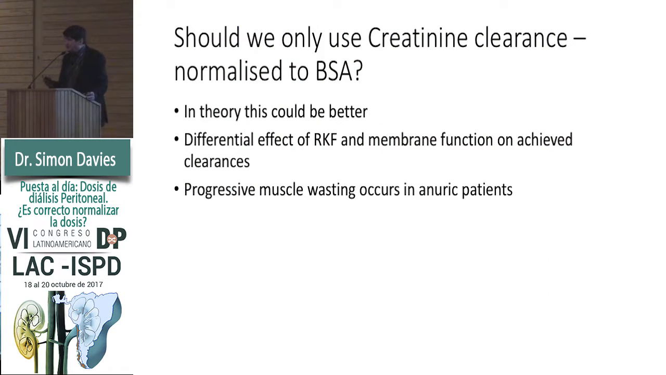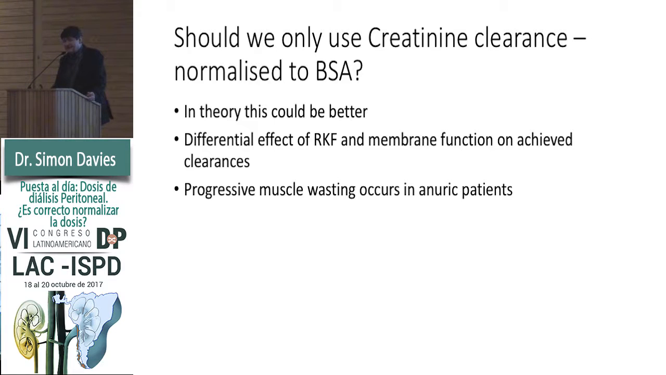So with all these problems with KT over V, maybe we should stop using KT over V in PD patients and just use the creatinine clearance. And there are some theoretically strong arguments for this. After all, we use that to estimate kidney function. We estimate that and then make it proportional to the body's surface area. And many bodily functions are expressed as a function of the body's surface area.